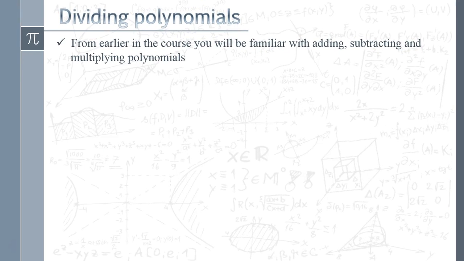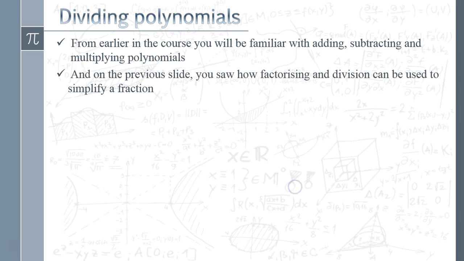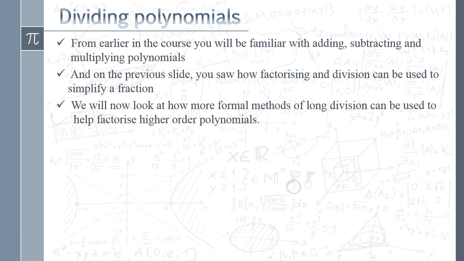Now previously in the course we've had a go at adding, subtracting and multiplying with polynomials, so we've just got division to finish off with. And we saw in the previous video how we can use factorising as a way of dividing and simplifying fractions. In this video what we're going to be doing is actually looking at how we can use more formal methods of long division to help us divide polynomials and finally factorise them.